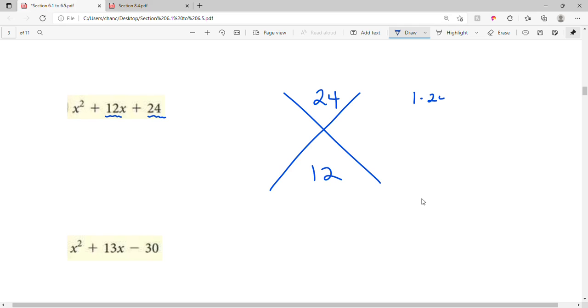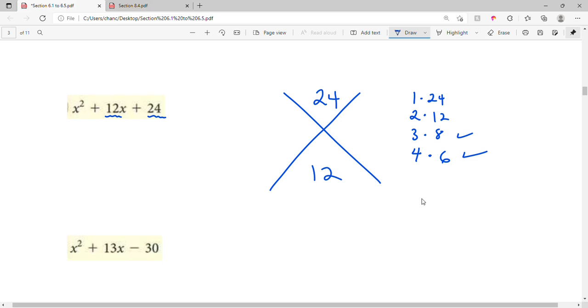I know 1 times 24 is going to give us 24, but that doesn't work for our two numbers. 2 times what gives me 24? That's 2 times 12, and that does not work. And I'll use 3. 3 times 8 gives me 24, but it doesn't add up to get 12, so that doesn't work. 4 times 6 gives us 24, but that doesn't add up to get 12 either. 5 times nothing will work to get a 24. And 6 times 4 gives us 24, but we already have it.